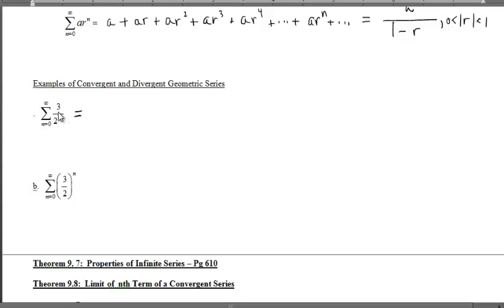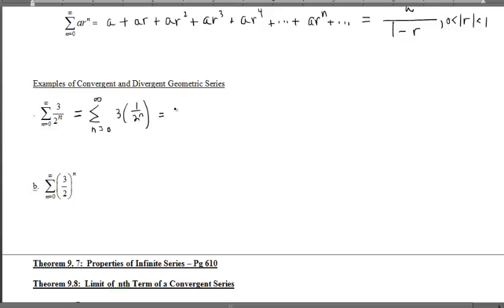I can rewrite it by thinking about pulling the 3 in front as a constant multiplier and having 1 over 2 to the n. Certainly nothing wrong with that. I'm trying to identify a and the common ratio. If I know I'm starting at n equals 0, like this formula here, it looks like my a is going to be 3. My common ratio is the number I multiply to generate the next terms.